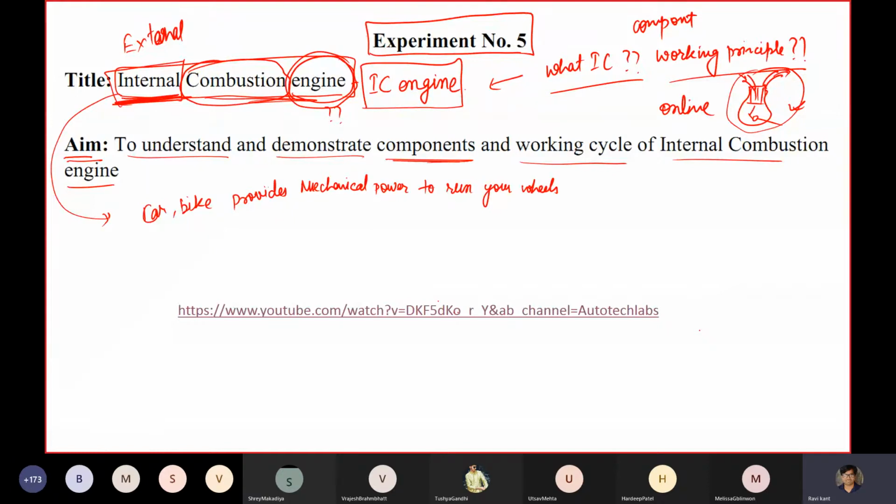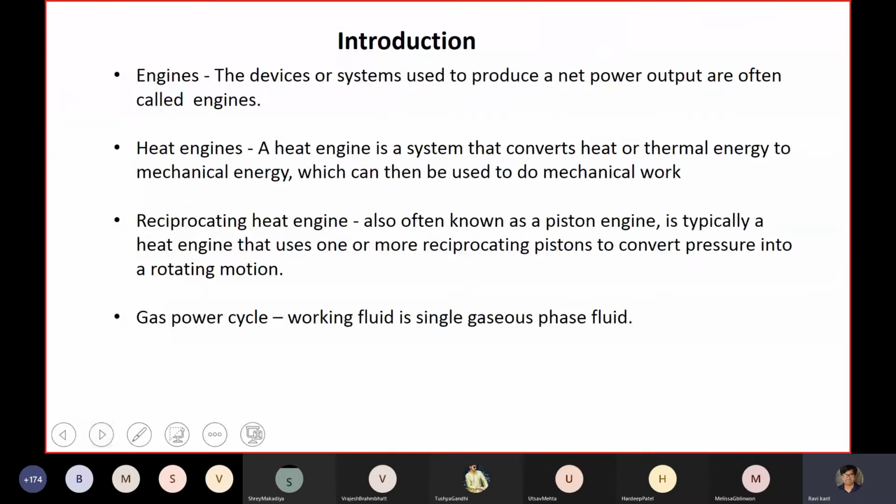Okay, I hope that this slightly gives you an idea of what internal combustion engines are all about, and what the working principle is. Just to give a brief of how it works, let me go ahead and start with the introduction.